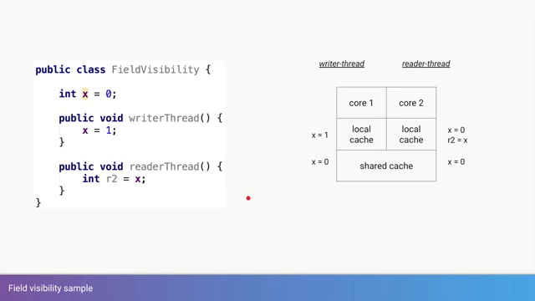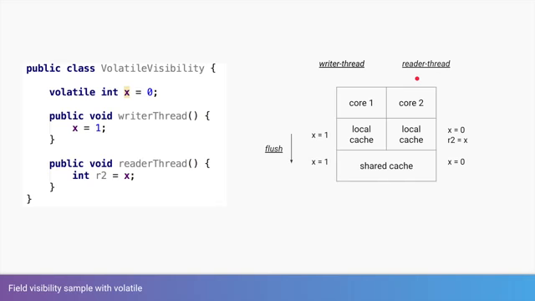And that is why when the reader thread runs on core 2 and when it says get me the value of x so that I can assign it to r2, it is completely possible that we get the old value of x, which is 0, and we assign it to r2. And that is why the r2 value will be 0, which is wrong because x should have been 1 here also. And this is called field visibility issue because the variable x is not visible in its true sense to the reader thread.